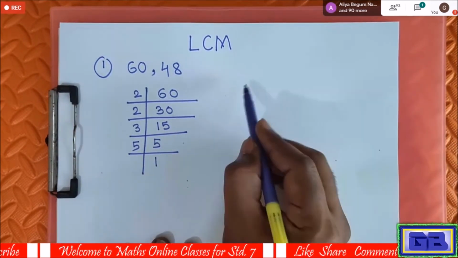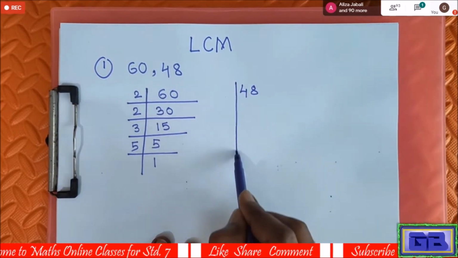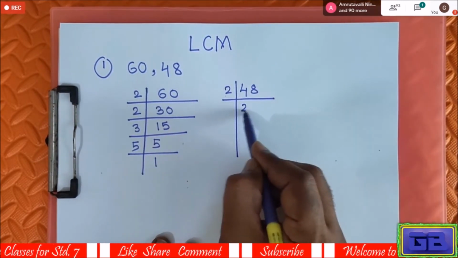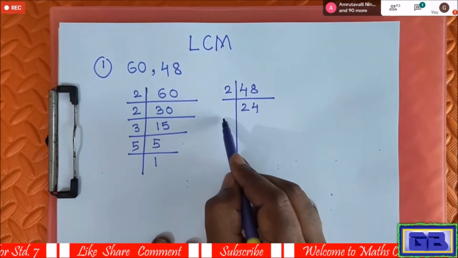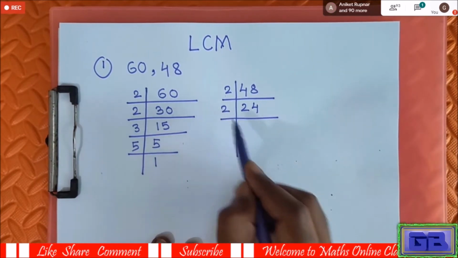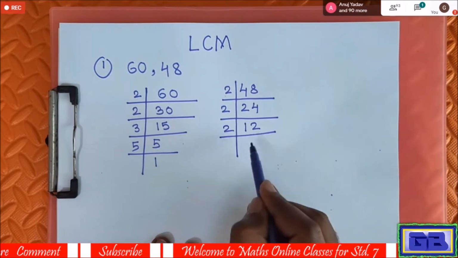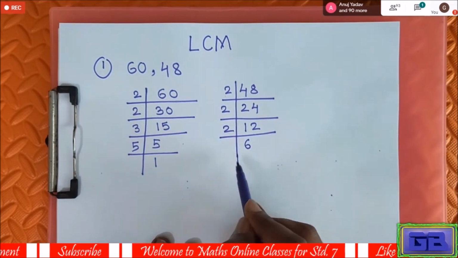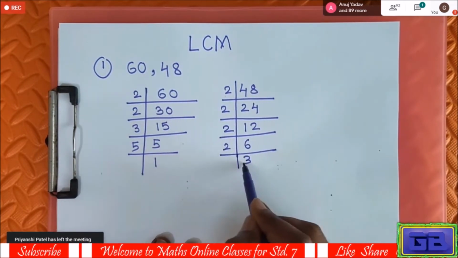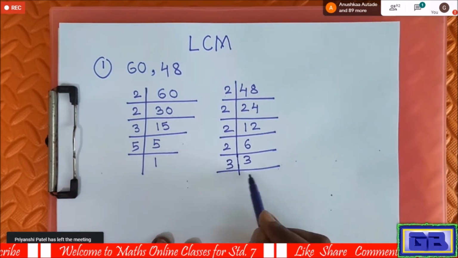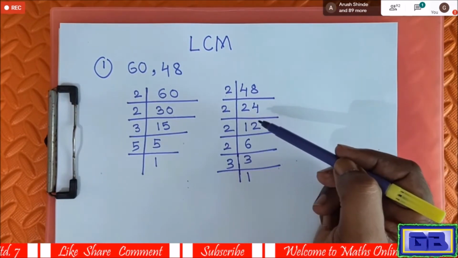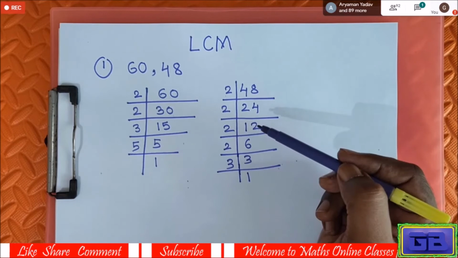And now 48. 2 2s are 4, 2 4s are 8, 24 will come. 2 1s are 2, 2 2s are 4, 12 will come. 2 6s are 12, 2 3s are 6, 3 1s are 3. Yes. Sir, can't we take 3 to the 6?